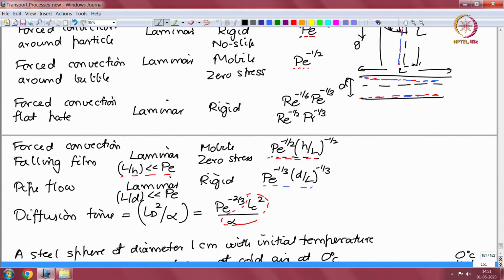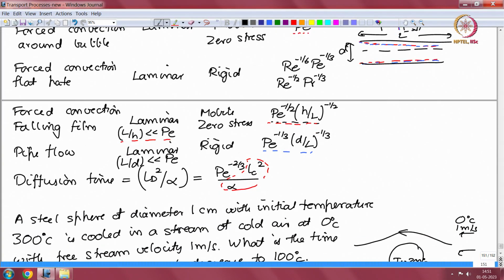And the diffusion time goes as L_d square by alpha. That means that the diffusion time divided by the diffusion time in the absence of flow goes as Pe power minus 2/3 for rigid surfaces, and it will go as Pe power minus 1 for mobile.